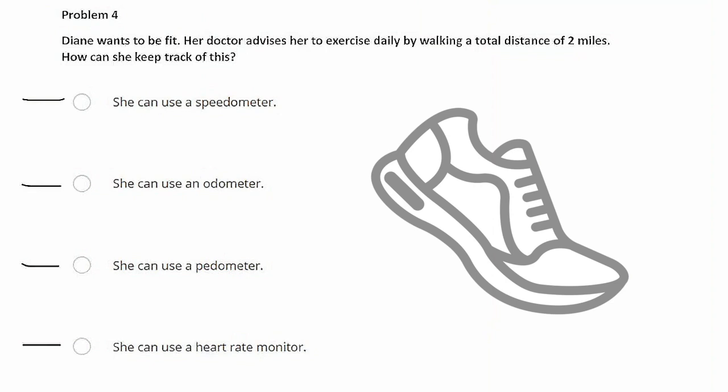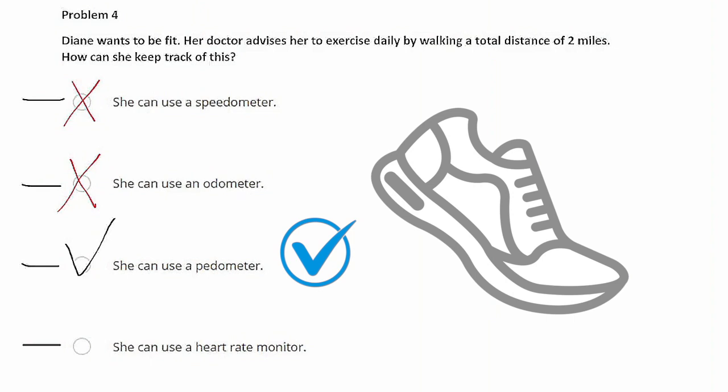Well, a speedometer is an instrument on a vehicle's dashboard indicating its speed, so that is not going to help her. The second option, she can use an odometer. That is an instrument that measures the distance traveled by a vehicle, so that will not help her. The third option, she can use a pedometer. That is an instrument for estimating the distance traveled on foot by recording the number of steps taken. So yes, that very much could help her.